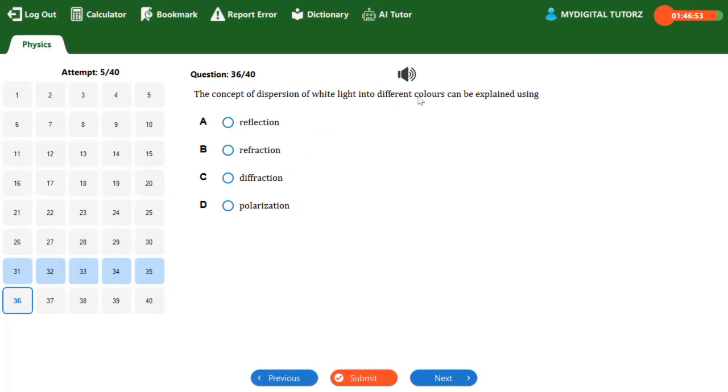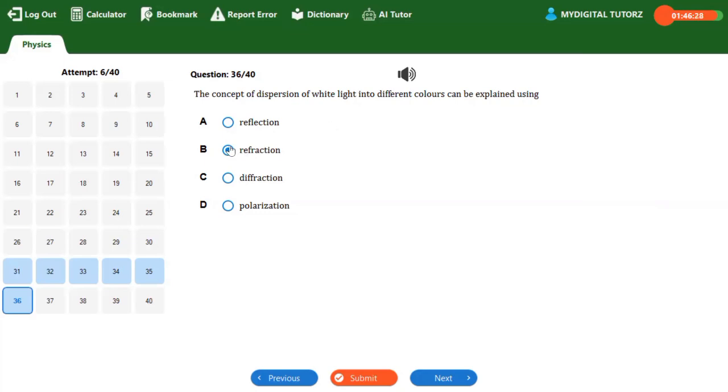The next question is 36, which says the concept of dispersion of white light into different colors can be explained using reflection, refraction, diffraction, or polarization. It's refraction, using a refractive block, like a triangular block, which will disperse the white light into its various colors, which are red, orange, yellow, green, blue, indigo, and violet. Is that clear?